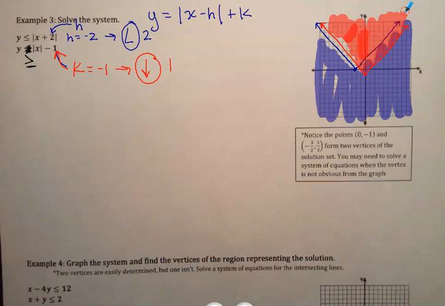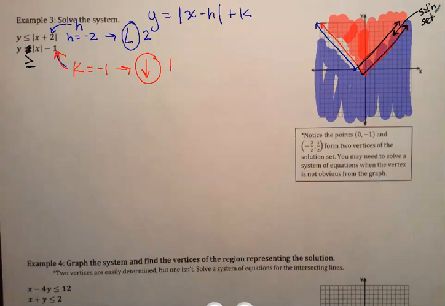So where is my solution? Where's my solution set? Okay, so my solution set would be this area within here. Okay, that is my solution set. It's because the area of overlap is my solution.